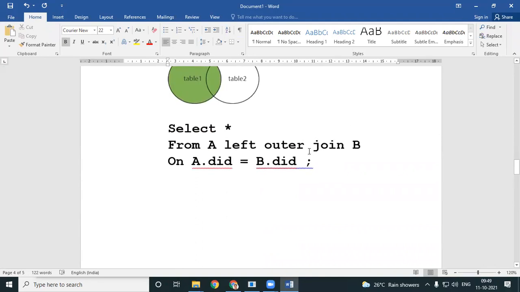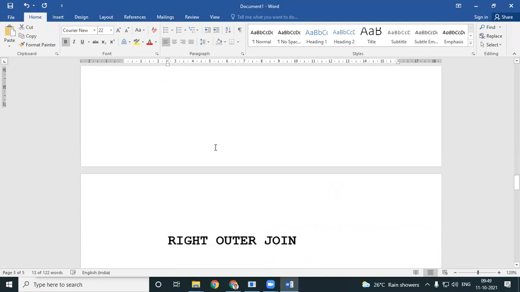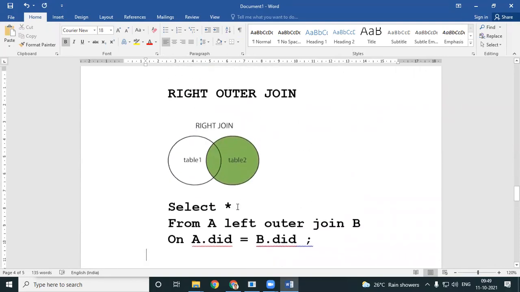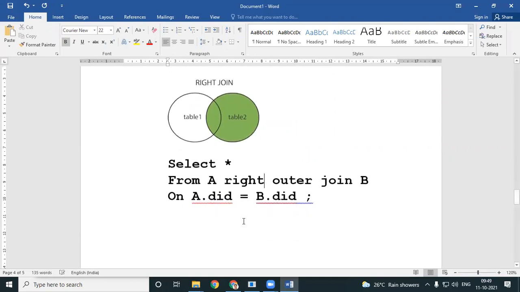So this is how you write the query. Select whichever field you want from A, and instead of left, you write right outer join B. The condition on should be there: on A dot did is equal to B dot did, whichever is there. Just like when you're connecting two tables you write where the primary key of the first table is equal to the foreign key of the second table, here you're using the keyword on. So let's see how you work it on your tables.